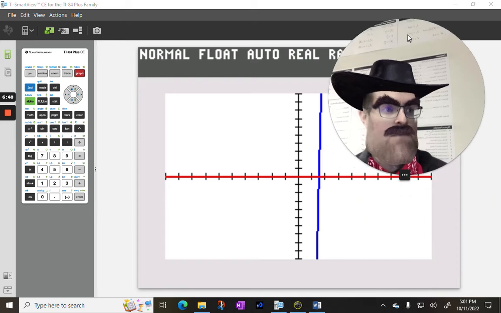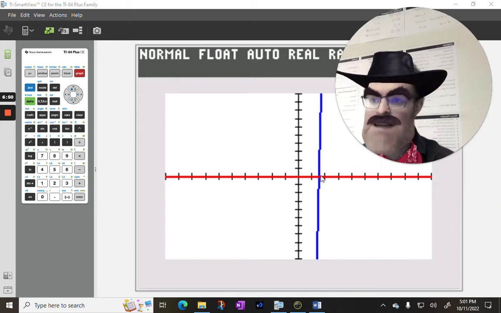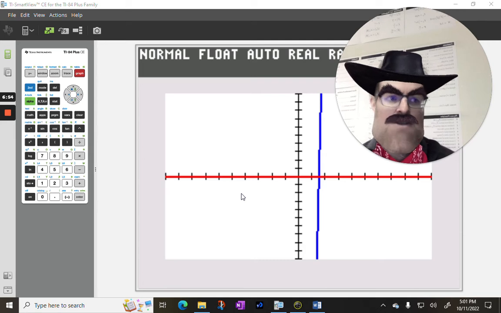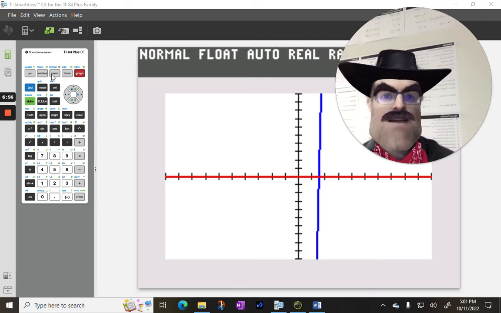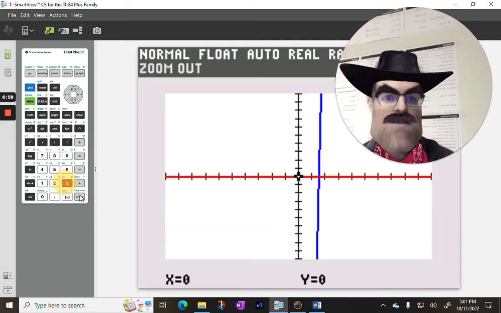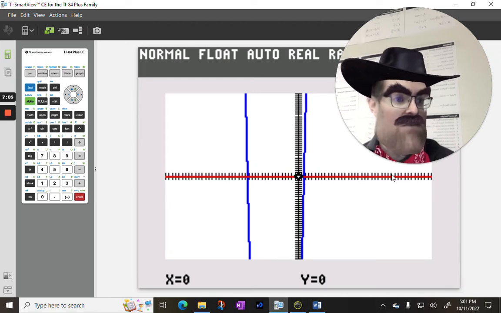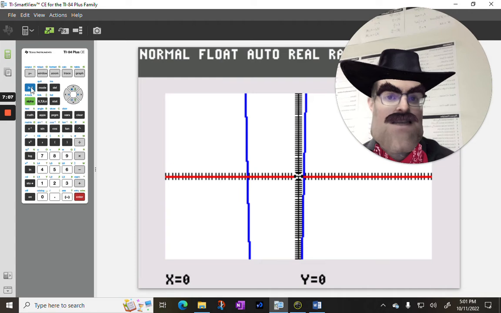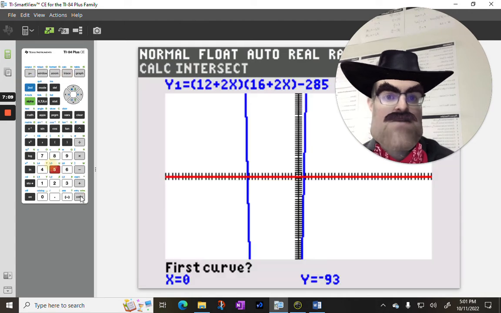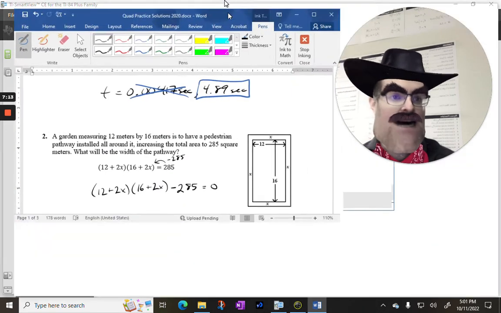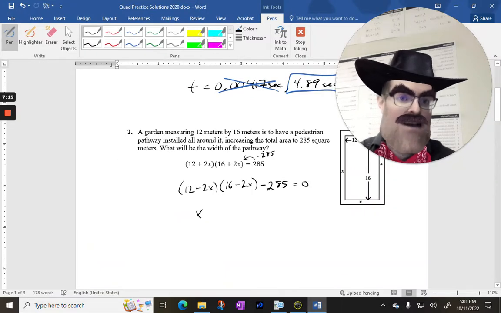All right. And I see one answer here. And then, it's quadratic, so usually there's going to be two answers. So I'm going to go to zoom. I'm going to zoom out. There's my two answers. All right? I thought the answer was going to be over here on the right side, but it actually ended up being the left side. So second trace, number 5, enter, enter, enter. Okay, so 1.5. So I'm going to put that answer over here. X is equal to 1.5.